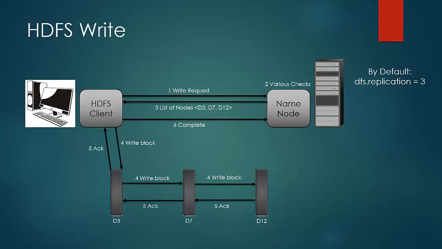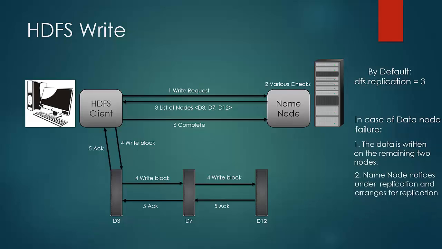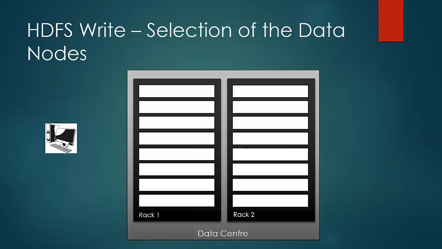In case of data node failure, the erroneous node is skipped and blocks would be written on the remaining nodes. The name node would observe the under-replication and would arrange for the replication of the under-replicated blocks. The same would happen when there are multiple node failures. The data needs to be written to at least one node and the under-replicated blocks would be taken care of by the name node.